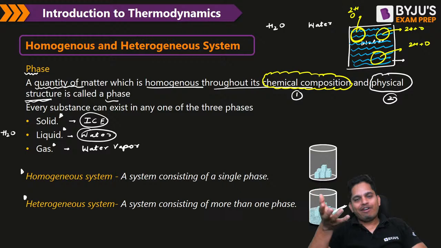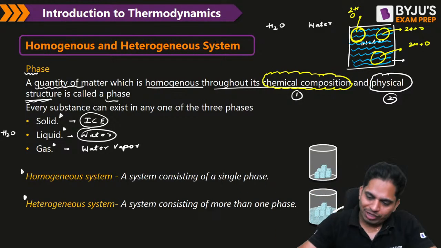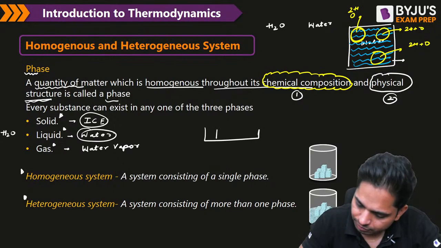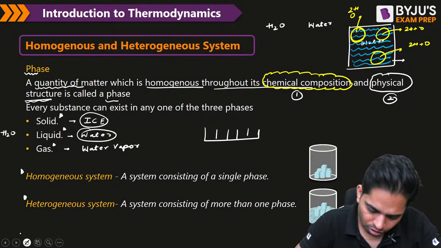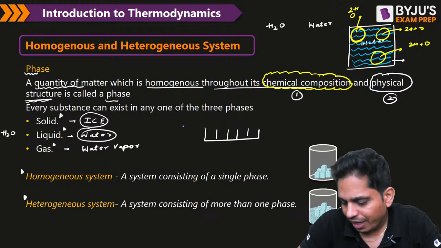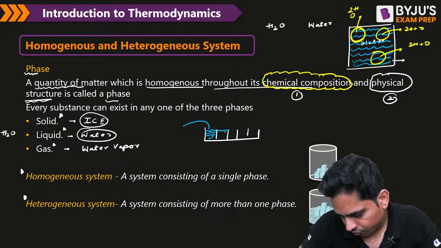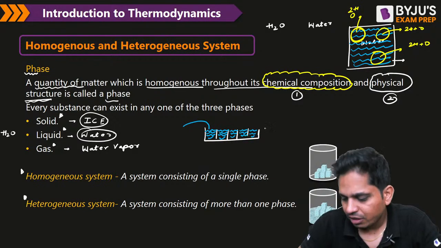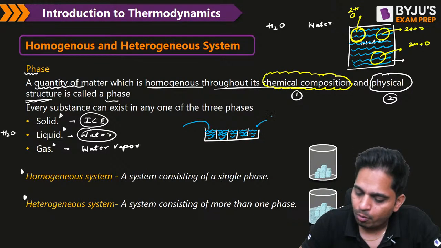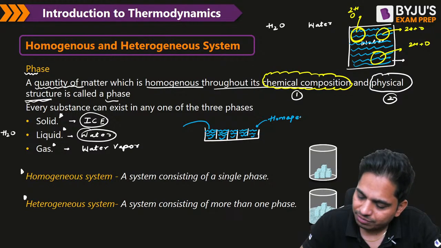You have an ice tray, right? You go to your kitchen and fill it with water. So water is filled here. Just water, right? Now this is called homogeneous because it is just one phase.